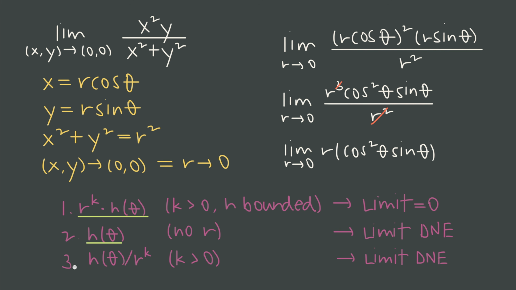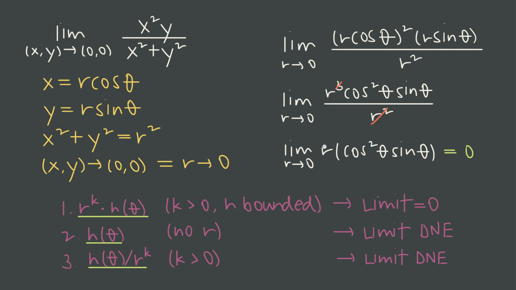And then the third case is where we're left with some function h in terms of theta divided by some r to the k power, where k is greater than 0. This is actually the same as the first case, but if we wrote it in this form, we would say k less than 0. We would get a negative exponent here that would move to the denominator. So when we have something in this form, then the limit does not exist because the limit blows up to some infinite value. So because our limit is this first case, we know right away that the limit is equal to 0, and we've proven that by converting to polar coordinates.